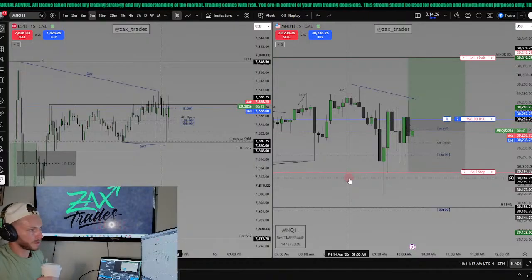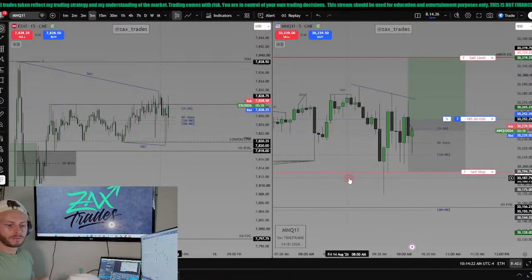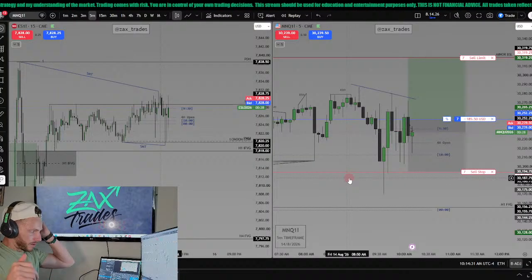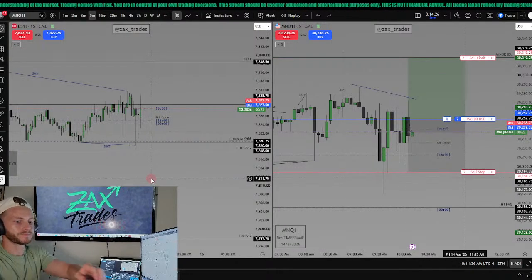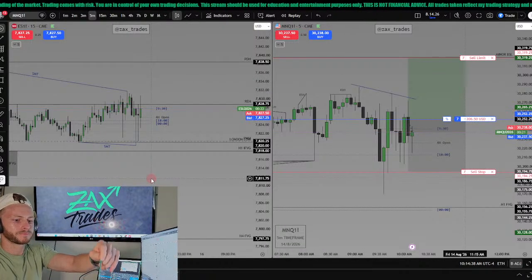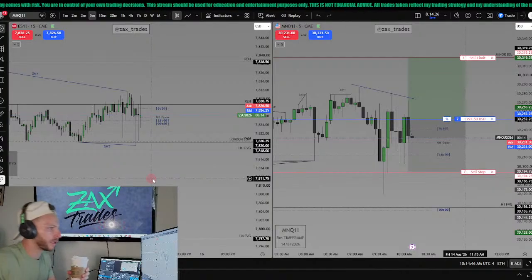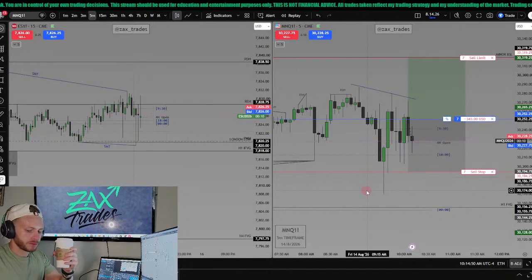I think as long as this 5-minute closes bullish, we should be okay. Definitely don't wanna see the 5-minute throw a wick up and start to fall. Oh, like that. That's ugly, bro.